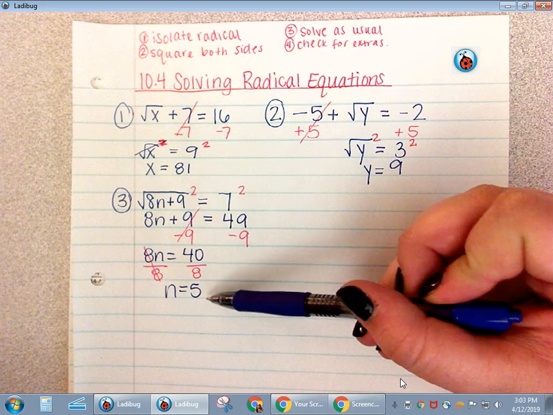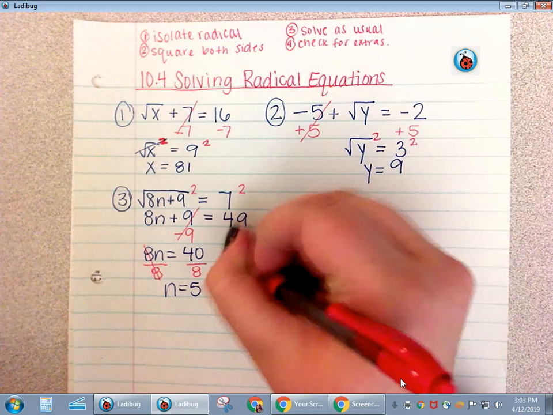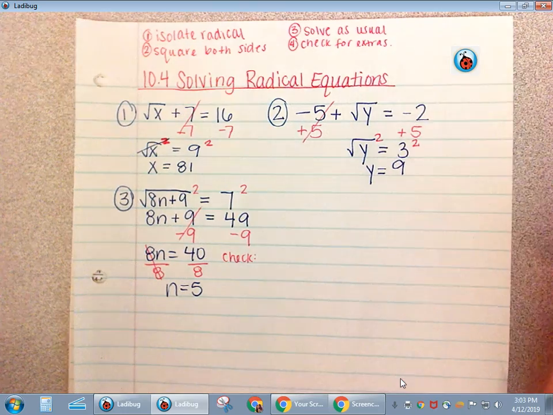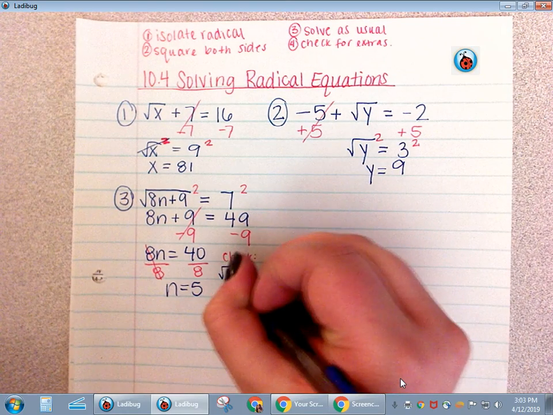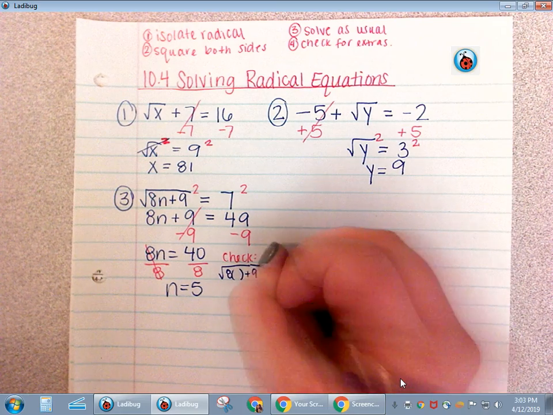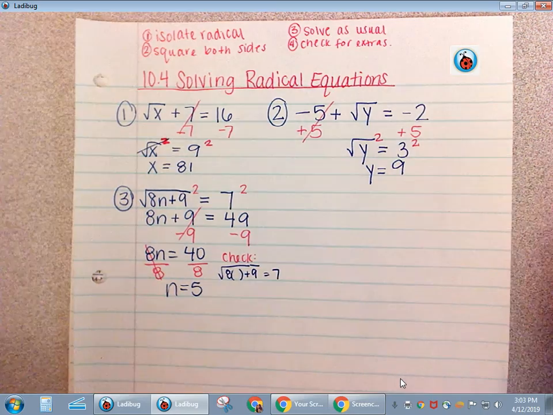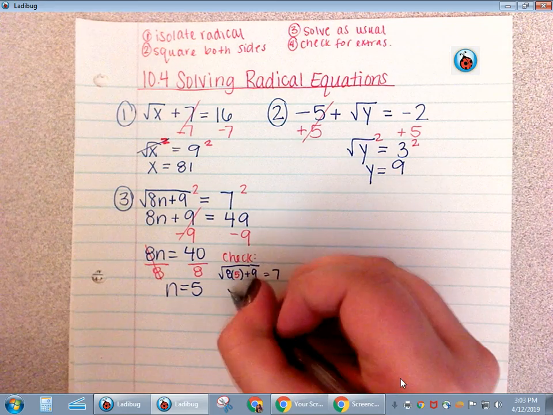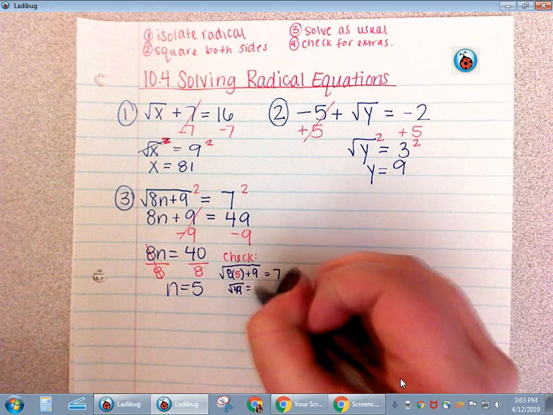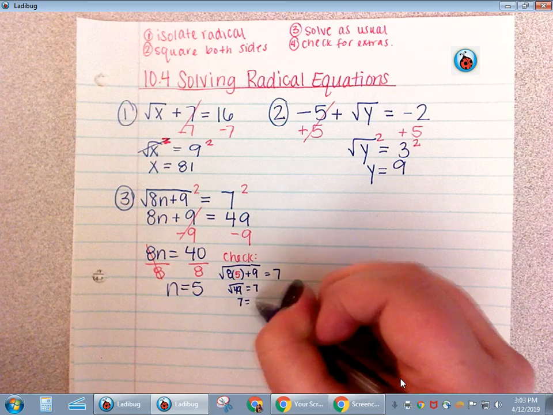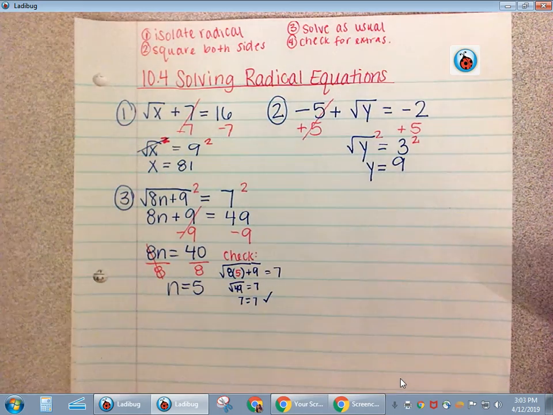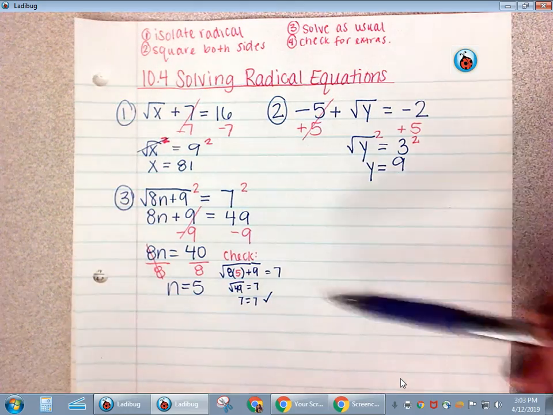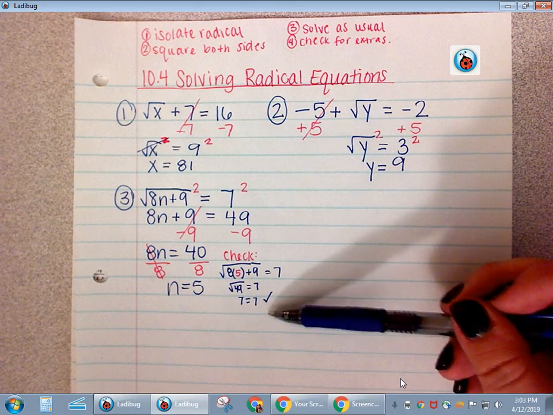We need to check our solutions here. So let's see, check our 5. If we were to check it, we're just basically plugging it back in. So in the original problem, it was 8 times n plus 9 in the radical. And I'm going to put a 5 in there. So we've got the square root of 49 on the left and 7 on the right, which the square root of 49 is 7. So this is good. We kind of checked these verbally. But sometimes when there's a lot of things going on, you might want to check it on paper.